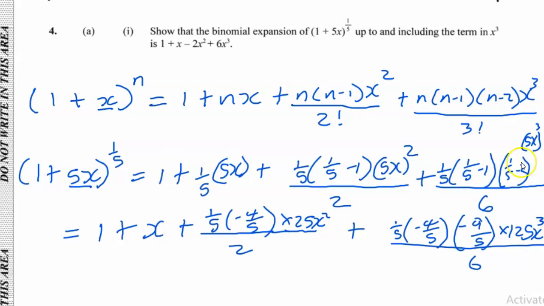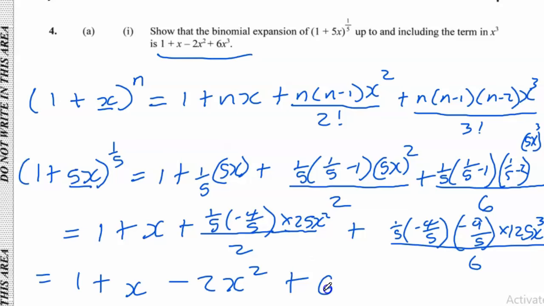So let's simplify and let's see if we get what they tell us that we should get. So this is 1 plus x, and then 5 times 5 is 25, into that, that's 1, negative 4 divided by 2. So that's negative 2x squared. And then this final term here, 5 times 5 times 5 is also 125. So we're left with minus 4 times minus 9, that's 36, and then 36 divided by 6, that's 6, so 6x cubed. So the proof is done. Let's move on.